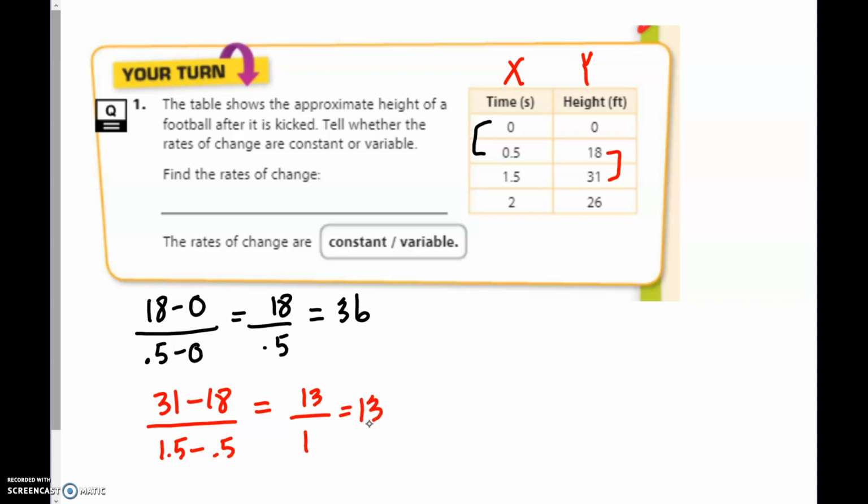Well, right now, we can answer the question: are these rates of change constant or variable? Between these first two, we got a rate of change of 36 for the first one and 13 for the next one. So even though it is starting right here at 0, 0, the first rate of change was 36, and then the next was 13. Is that a nice, constant, straight line for a constant rate of change? It's not. So that's why we end up with a variable rate of change here. That would not be a straight line.